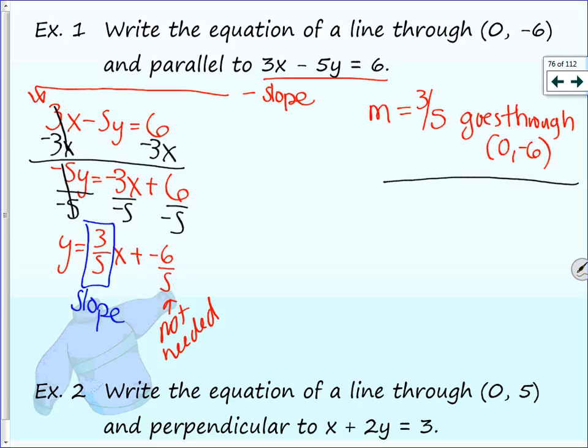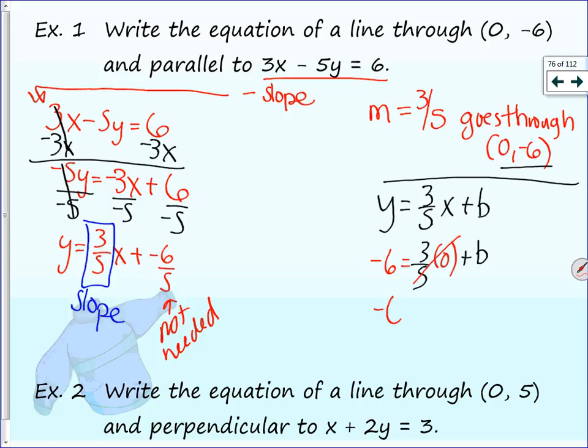So there's my slope, and it goes through the point (0, -6). So I'm going to write y equals mx plus b, and then I'm going to substitute in my point (0, -6) and solve for b. -6 equals 3/5 times 0 plus b, because I plug in this point. So these cancel out, and -6 equals b.